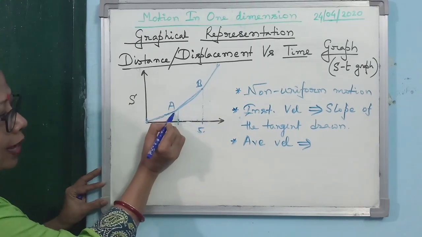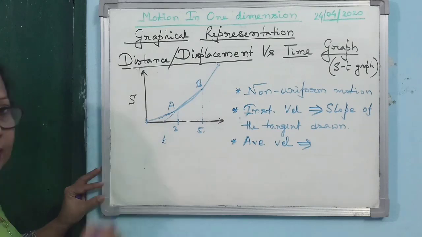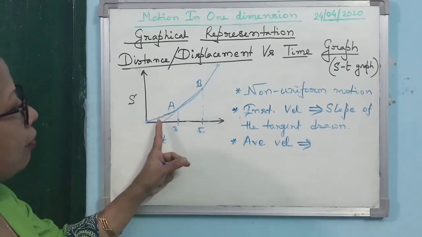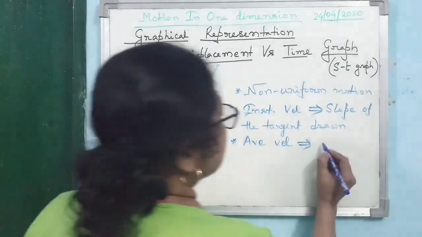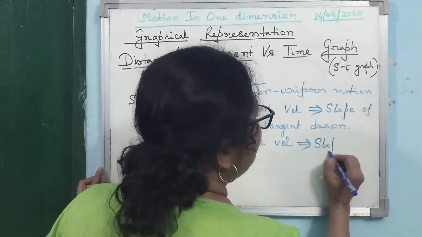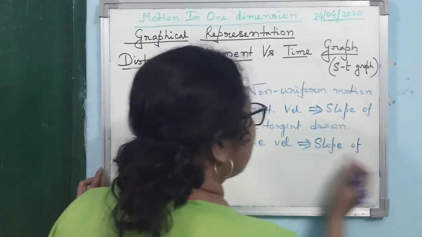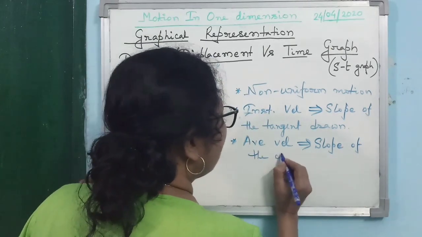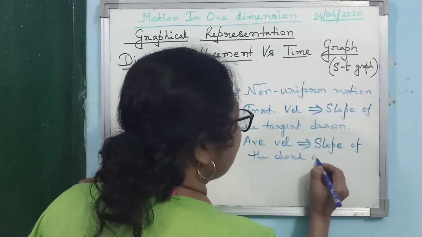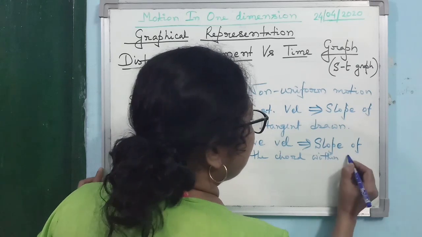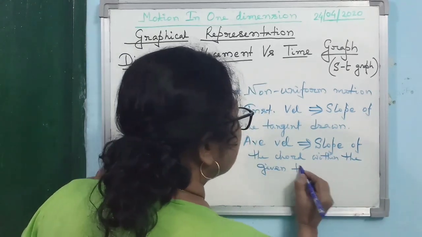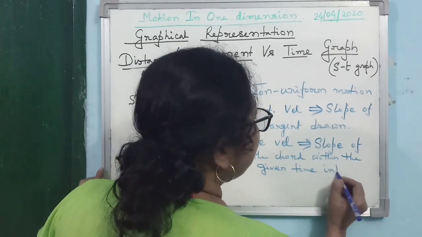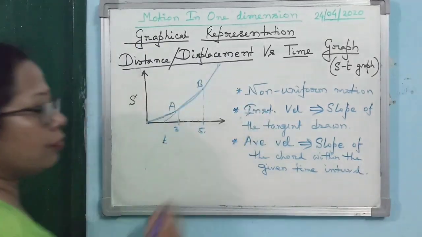If you extend AB, AB is also a straight line. Then what will be the average velocity? The slope of this chord will be the average velocity. So how can we calculate average velocity from the ST graph? The slope of the chord within the given time interval will give you the measurement of average velocity.